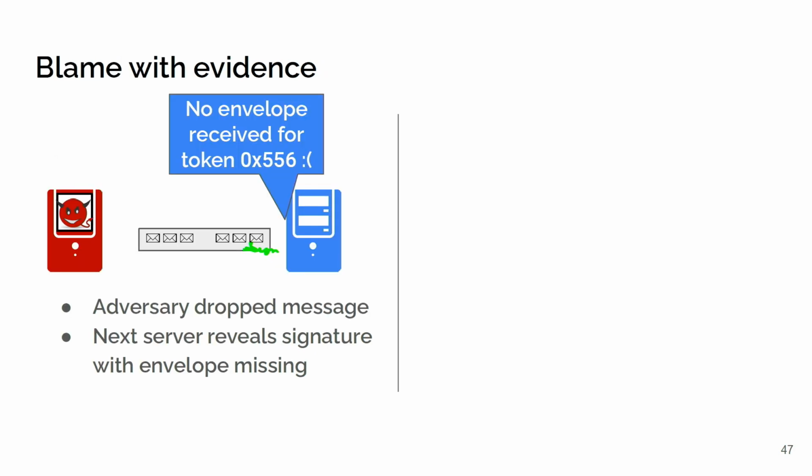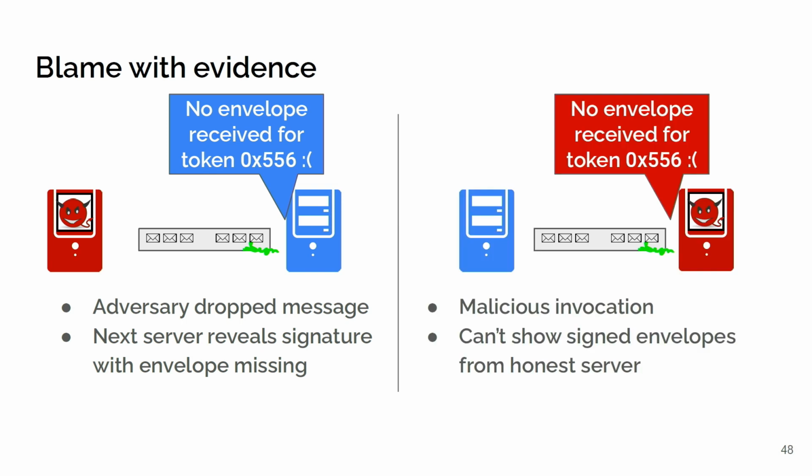And so in particular, if the adversary dropped the message, the next server will reveal the signed envelopes and also this token, showing that the envelope is missing for that token. And if an adversary tries to invoke this, well, the honest server won't have signed the envelopes where the envelope is missing, so it won't be able to do this.